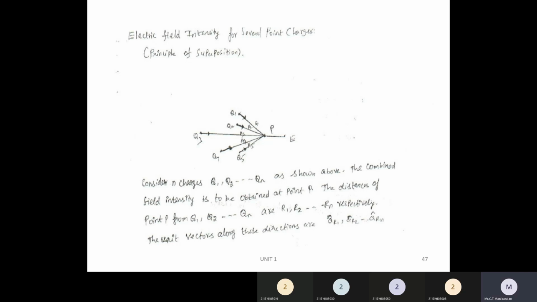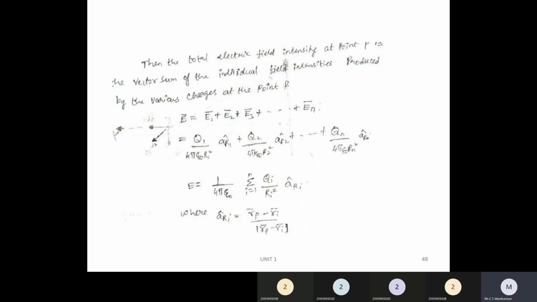So this is what we call the principle of superposition of charges. If you have several point charges, from the several point charges we can find out what is the electric field at one point. That is what we call the principle of superposition of charges. Okay, so this is the format we will be having. The vectorial addition of all the charges will be equal to E1 plus E2 plus E3 and so on up to En. So total electric field equals 1 by 4 pi epsilon naught, summation i equal to 1 to N, Qi divided by Ri square, into aR vector.